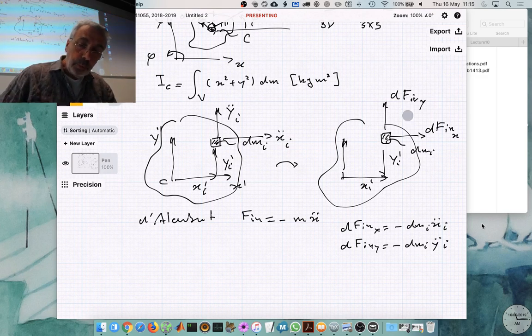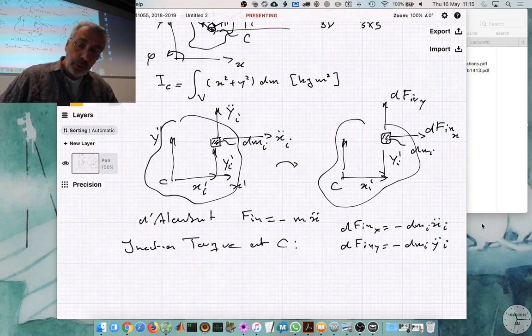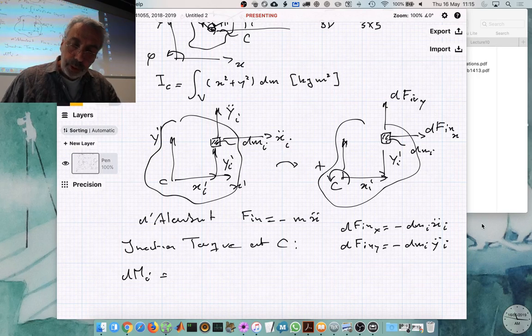Well, if we know what the inertia forces are, then we can also calculate what the torque is about C of these inertia forces. So the inertia torque at C is. Well, how do we do that? For torque, we need distance times force, right? So that dmi is apparently, we need a sign convention. So what do I usually do for a rotation? I take this as plus.